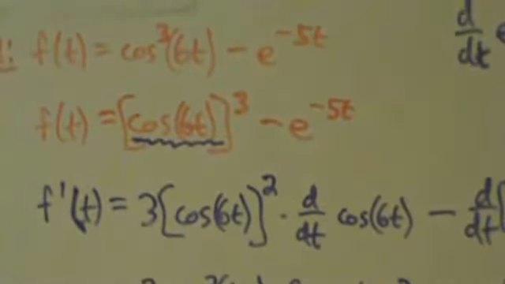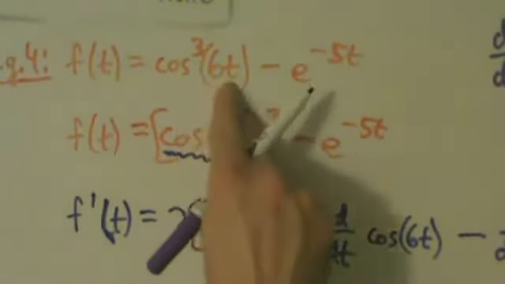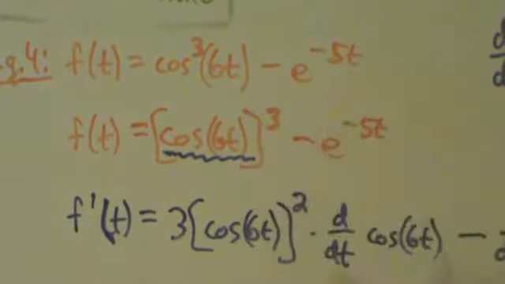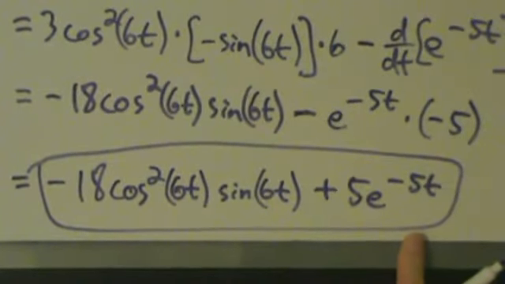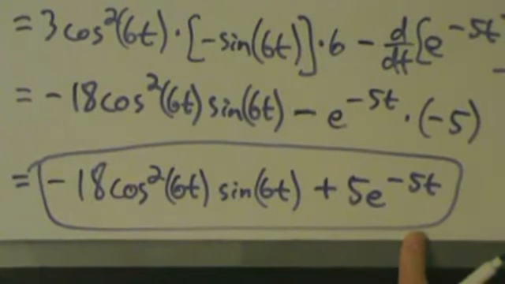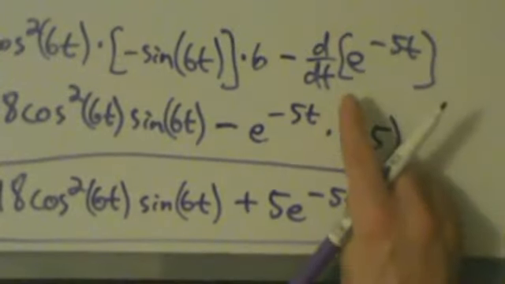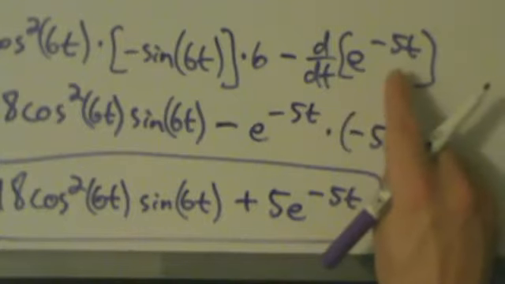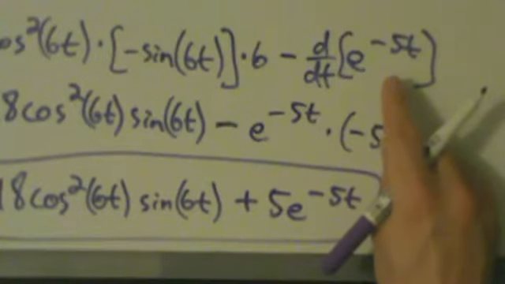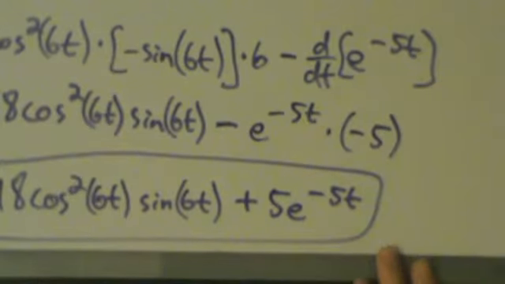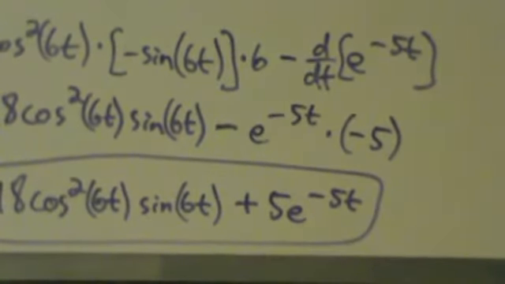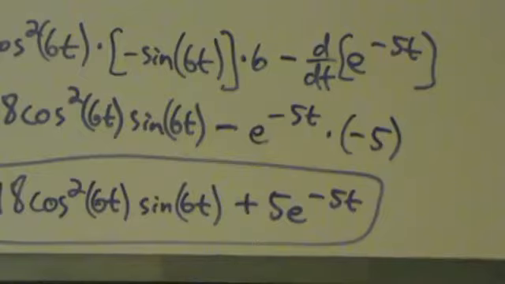So if we have f of t equals cosine cubed of 6t minus e to the negative 5t, then f prime of t is going to be this big old mess here. All right. And if you take only one thing away from this video, it should be this here. The derivative of e to a thing is e to that thing times the derivative of that thing. Okay? So that's what's important to remember here. All right, and that's example 4.